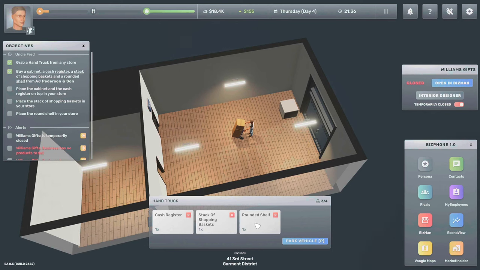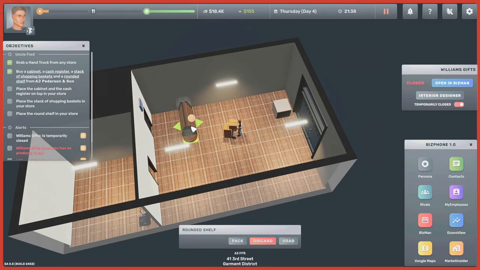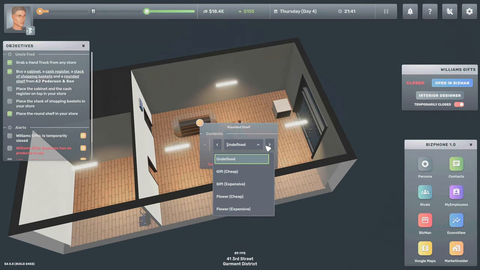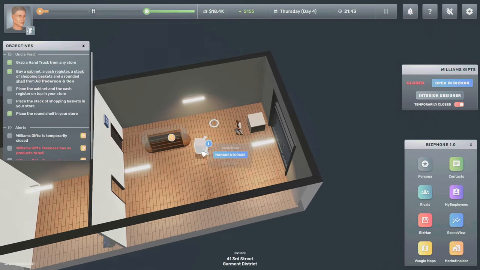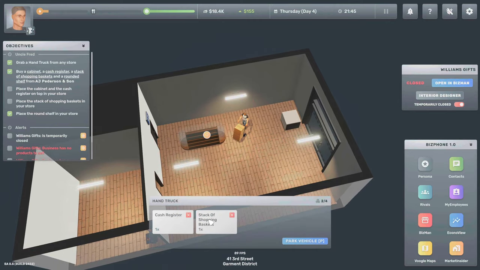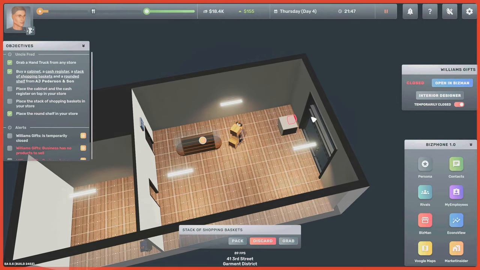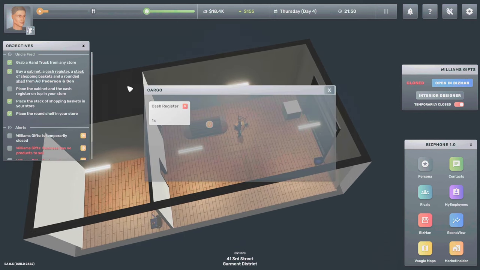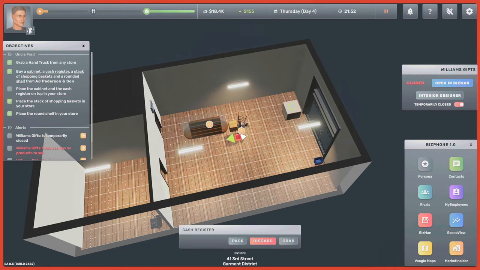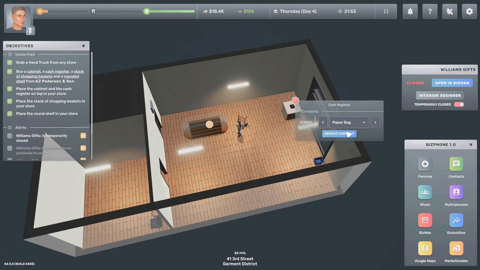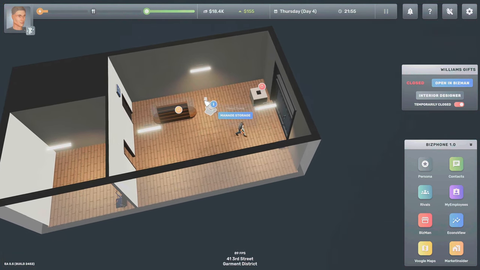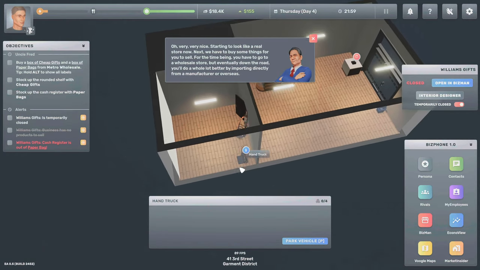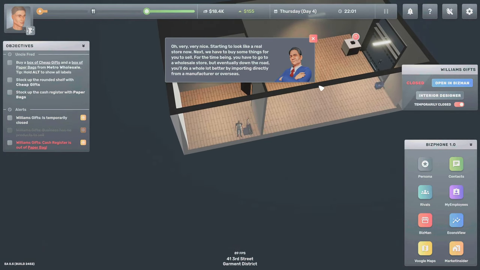This one, we will take a rounded shelf, place it there. And it's going to be cheap gifts, but that's later. Stack of shopping baskets. Place at the door. And the storage, the cash register. Put it there. Alright. Put the hand truck. Oh, very, very nice. Starting to look like a real store now.